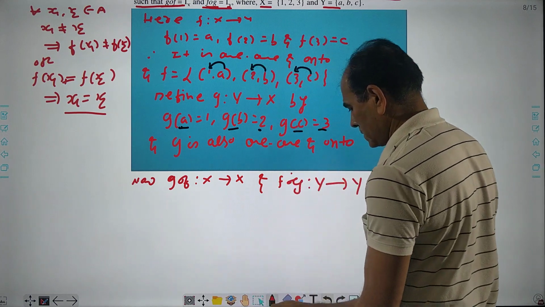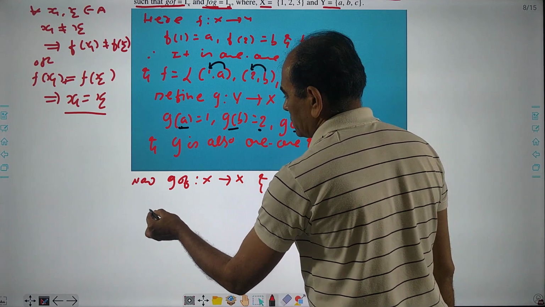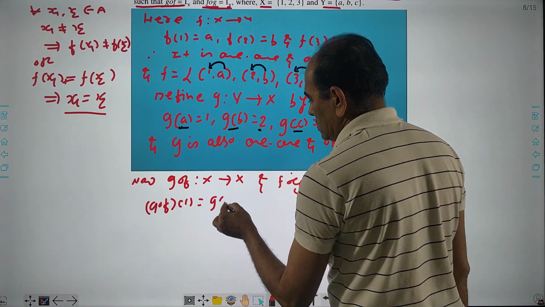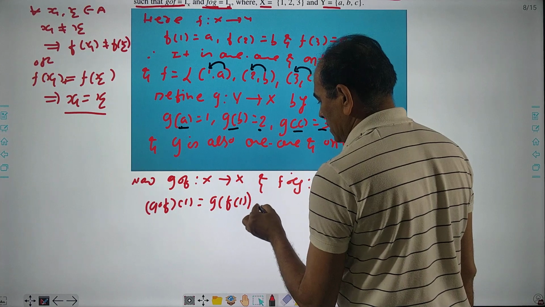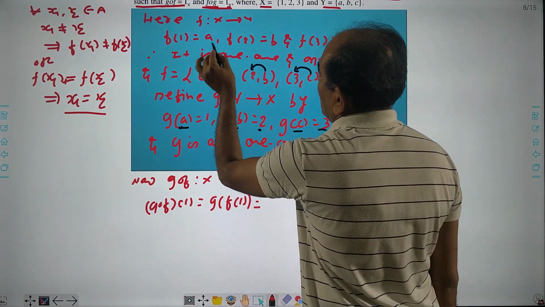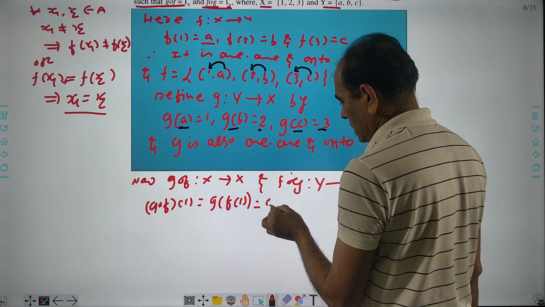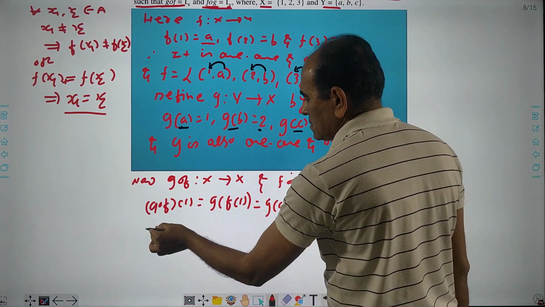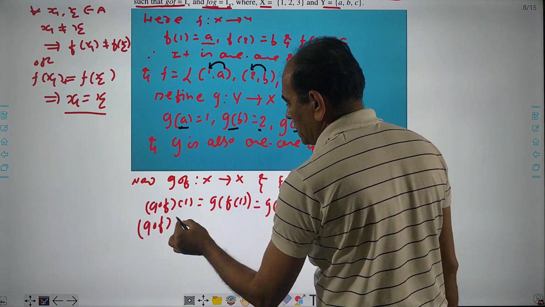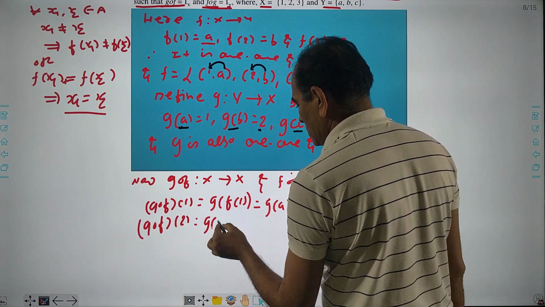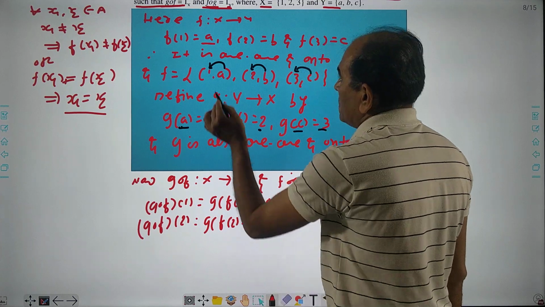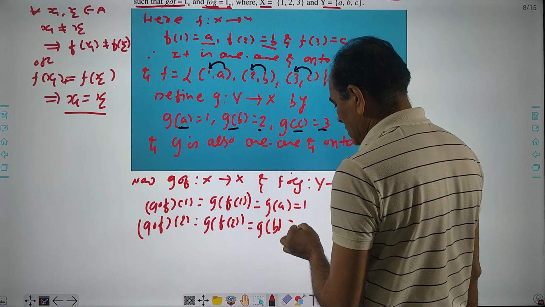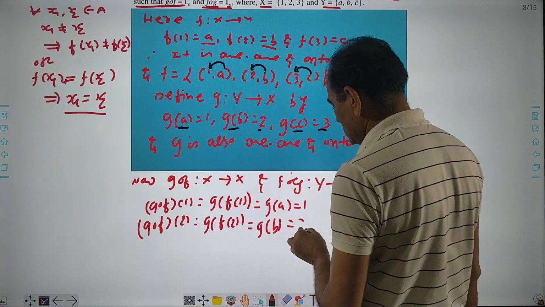Now see, g of f at 1 is equal to g of f of 1. What is f of 1? f of 1 is a. g of a. What is g of a? 1. Same way, g of f at 2 is equal to g of f of 2. What is f of 2? b. So that is g of b. And what is g of b? g of b is 2.